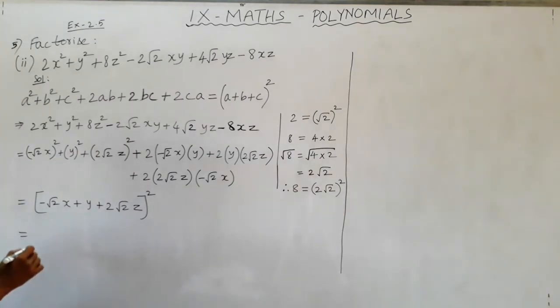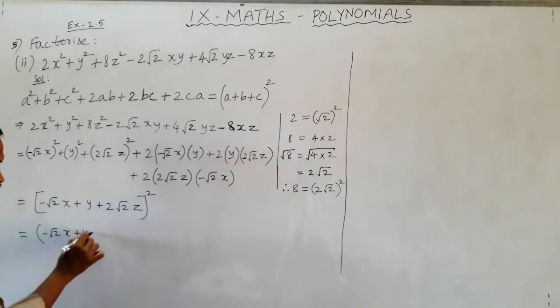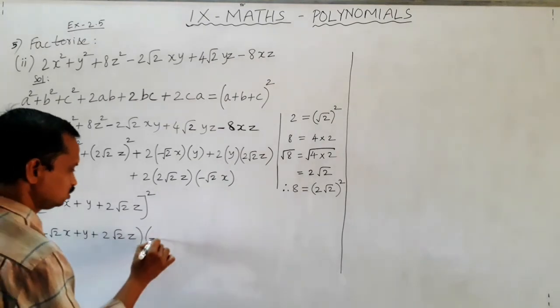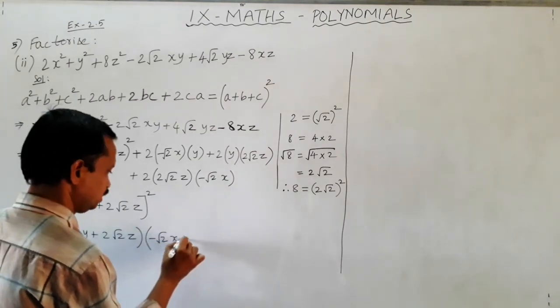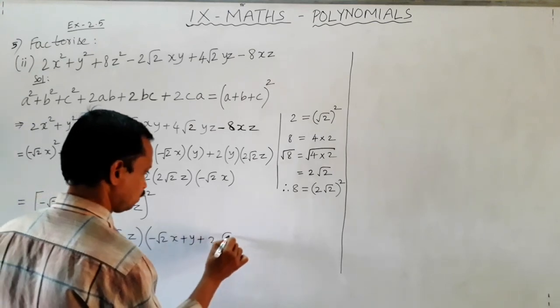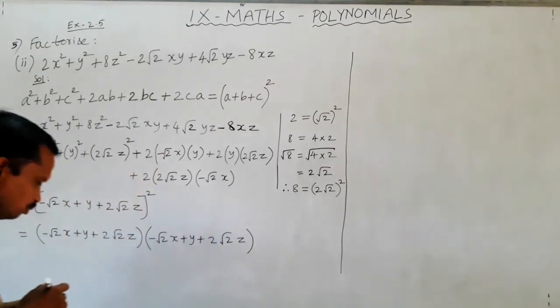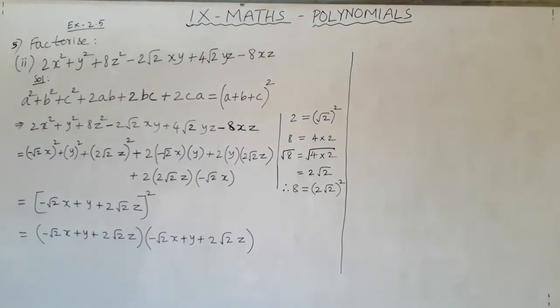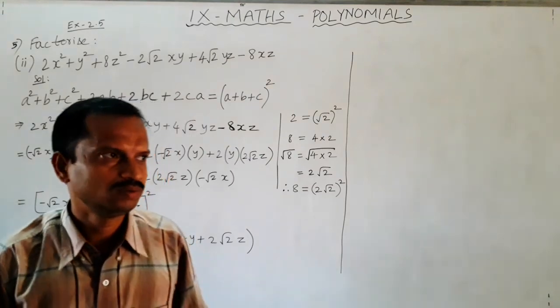Now easily we can write in product form, that is factor form, minus root 2 x plus y plus 2 root 2 z into the same thing, minus root 2 x plus y plus 2 root 2 z. So this is the product form of the given question. Clear? So you just see minus root 2 x plus y plus 2 root 2 z is the correct one. Clear, children? And the remaining sums we will see in the next session.